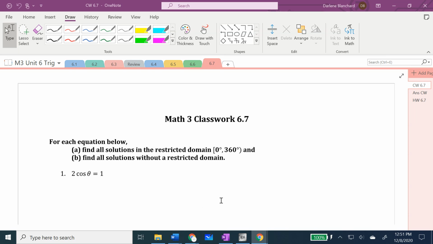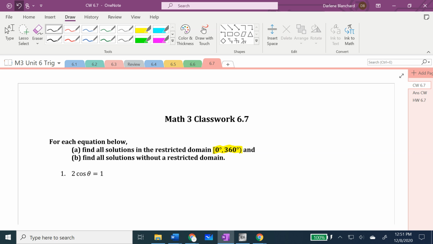Trig equations. Each question is in two parts, and it's going to make more sense as we go through it. The first thing I'm going to have you do is find all of the angles, if there are any, that will solve the equation where those angles are between 0 degrees and 360 degrees, which is one round around the unit circle.